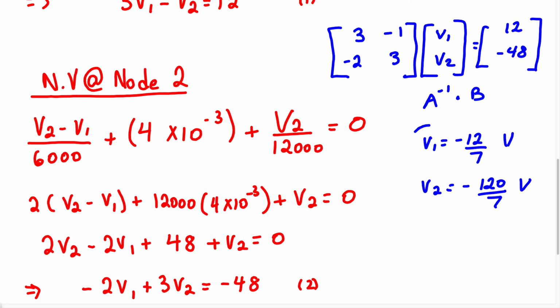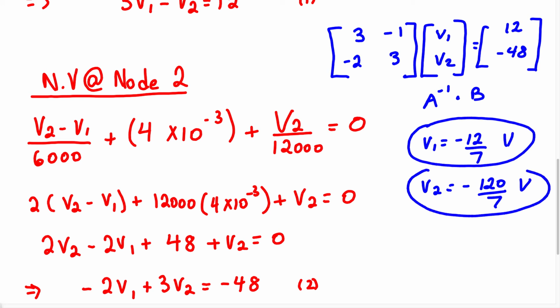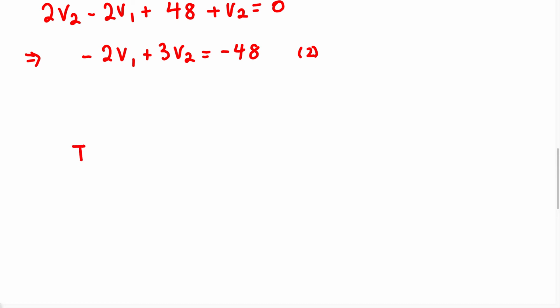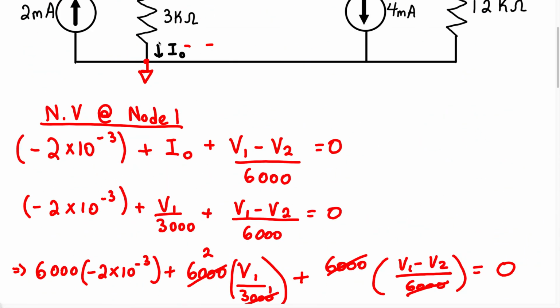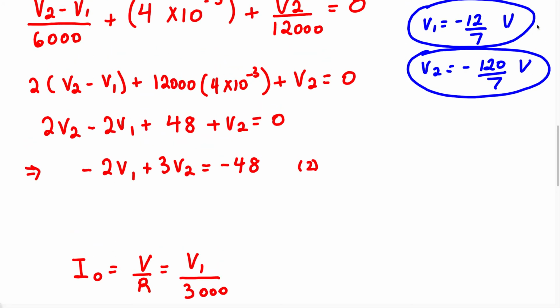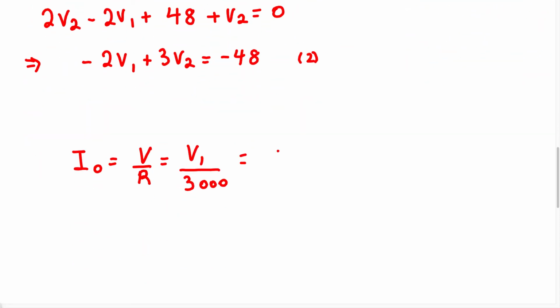Now let's go back up and look at what they wanted us to find. I'm just going to circle this. They want us to find the current IO, which is the current flowing through this resistor here. Because we know the voltage at this node is the same voltage across this 3K resistor, to find IO we're just going to use Ohm's law. IO equals V over R. We take the voltage at node 1, V1, over the resistance, which is 3000. V1, which we just found, was negative 12 over 7.